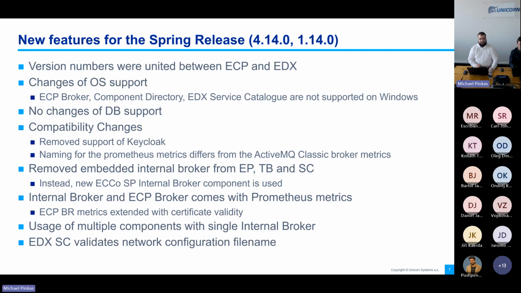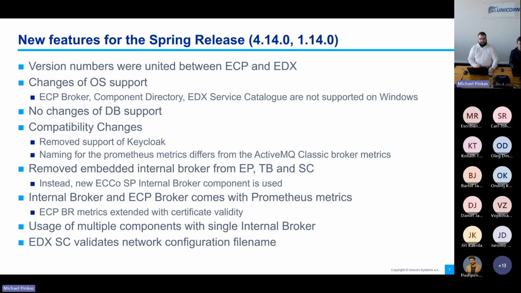As I already mentioned on the previous slide, the embedded external broker was removed from the ECP endpoint, EDX toolbox, and EDX service catalog, and instead of it, the ECCo internal broker is used as a completely separate component. Internal broker and ECP broker also come with Prometheus metrics, and the ECP broker metrics were extended with certificate validity. So since this release, it is a bit easier to monitor the validity of the certificates on the ECP broker.